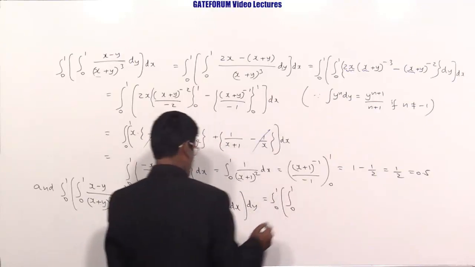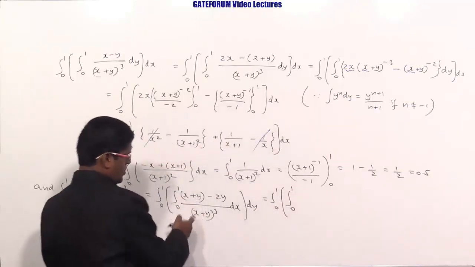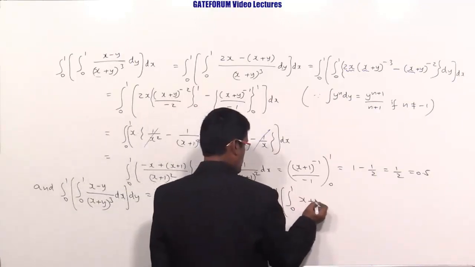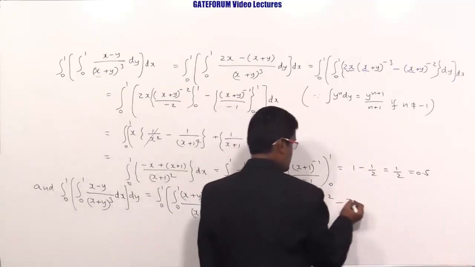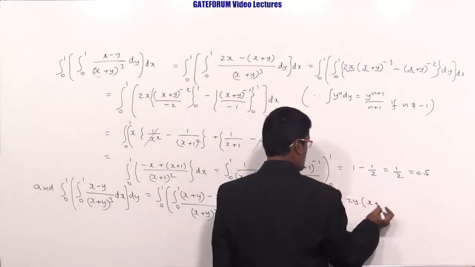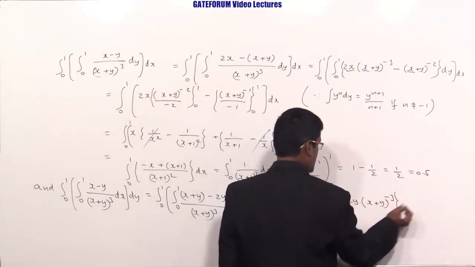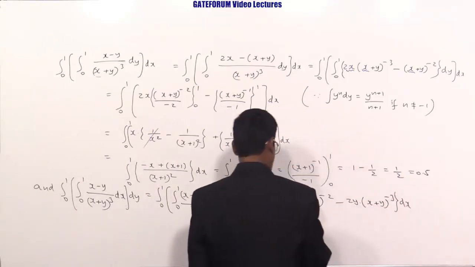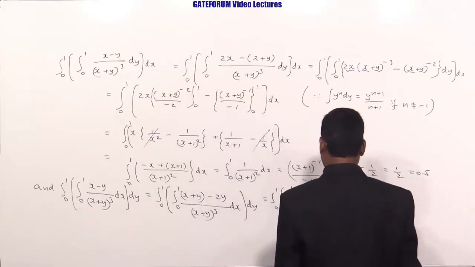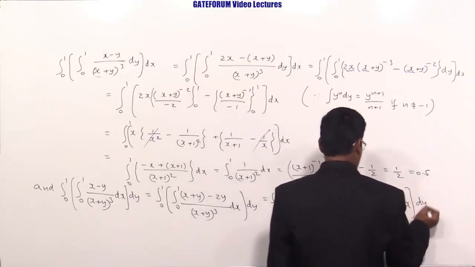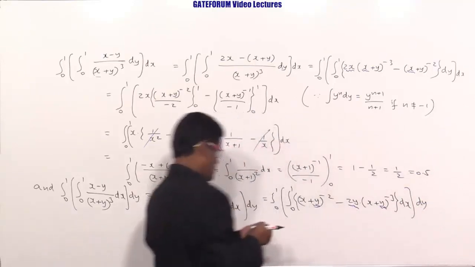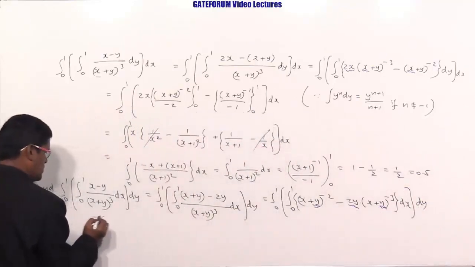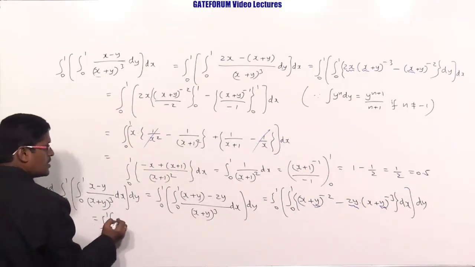Integral 0 to 1. The first term divided by the denominator simplifies to (x plus y) to the power minus 2, minus 2y into (x plus y) to the power minus 3, both terms with respect to first x, and then dy. With respect to x, the y terms are constants. So just as above, you can repeat, that is 0 to 1. Take care.